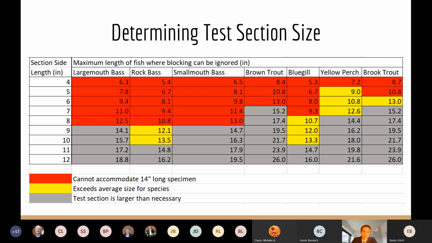After talking to Dr. Anderson, however, it was decided that the 8-inch test section side length would also be acceptable. And this is because the vast majority of fish that Dr. Anderson will study are going to be well under the 14-inch length limit. And that 1-inch side length reduction greatly reduces the power required to achieve the desired flow rate through the test section.